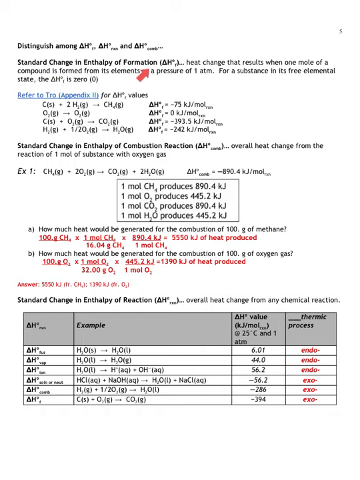Standard change in enthalpy of formation, which is delta H standard F. It's the heat change that results when 1 mole of a compound is formed from its elements at a pressure of 1 atm. For a substance in its free elemental state, the delta H of formation is always 0. So let's talk about that. You're going to need to refer to this lovely reference sheet. So you'll need this link here to be able to access this information for the delta H values.